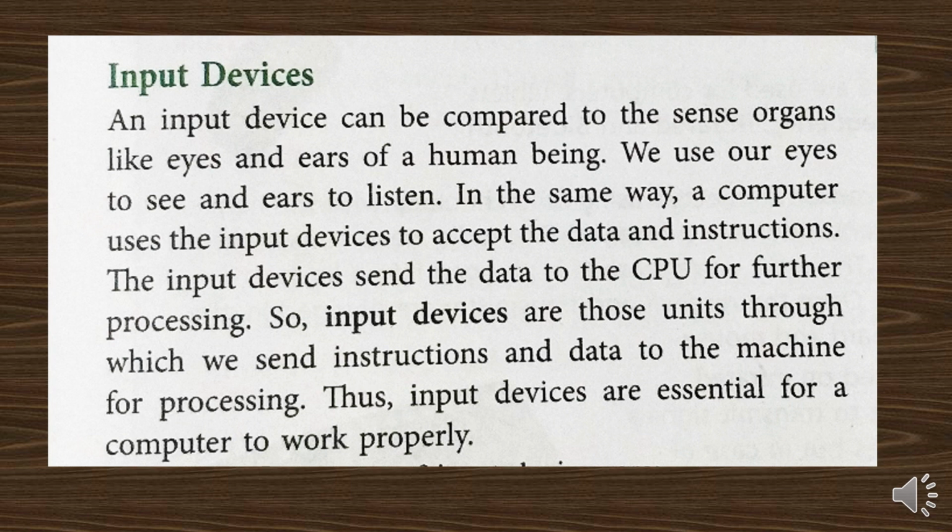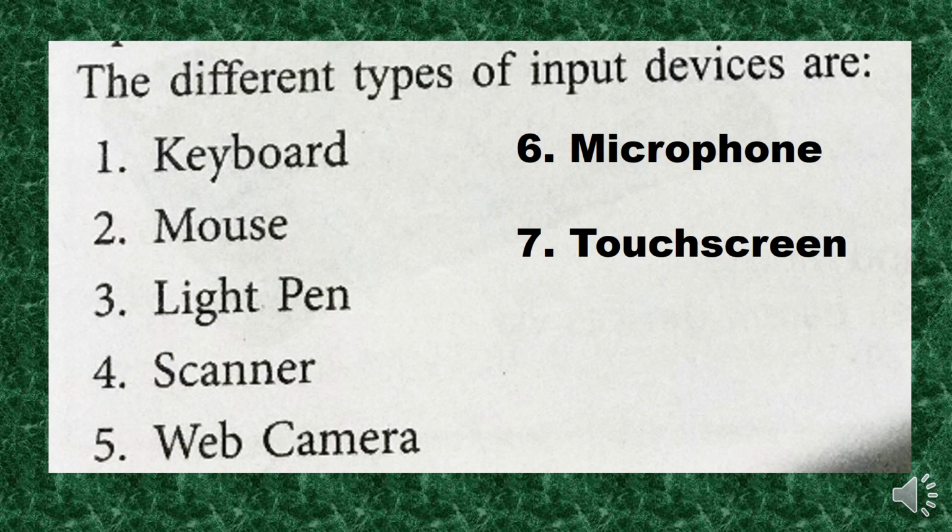So, input devices are those units through which we send instruction and data to the machine, that is to the processor for processing. Thus, input devices are essential for a computer to work properly, as we need eyes and ears for a human body. The different types of input devices are keyboard, mouse, light pen, scanner, web camera, microphone and touch screen. Now these two topics, microphone and touch screen, are not there in your book, students, so I have included these two also, and we will see each topic one by one.